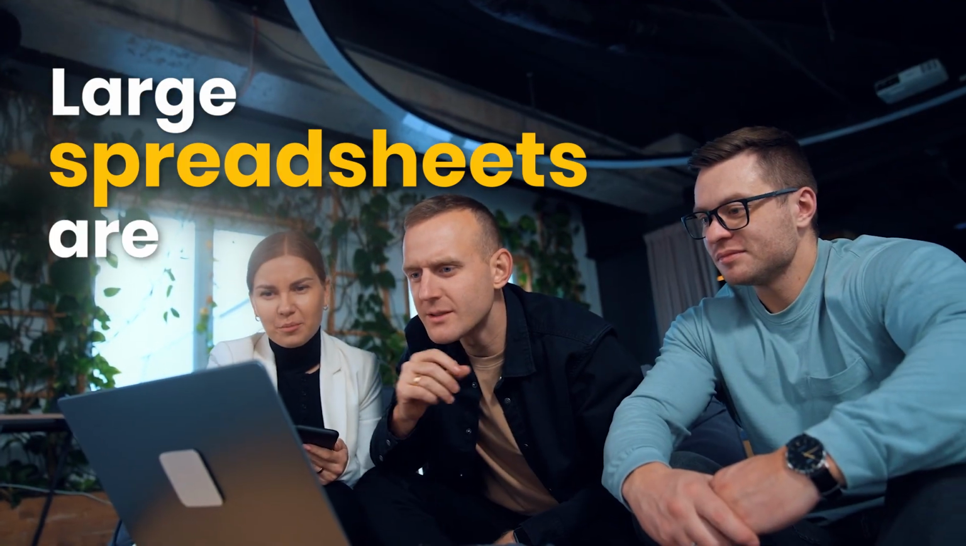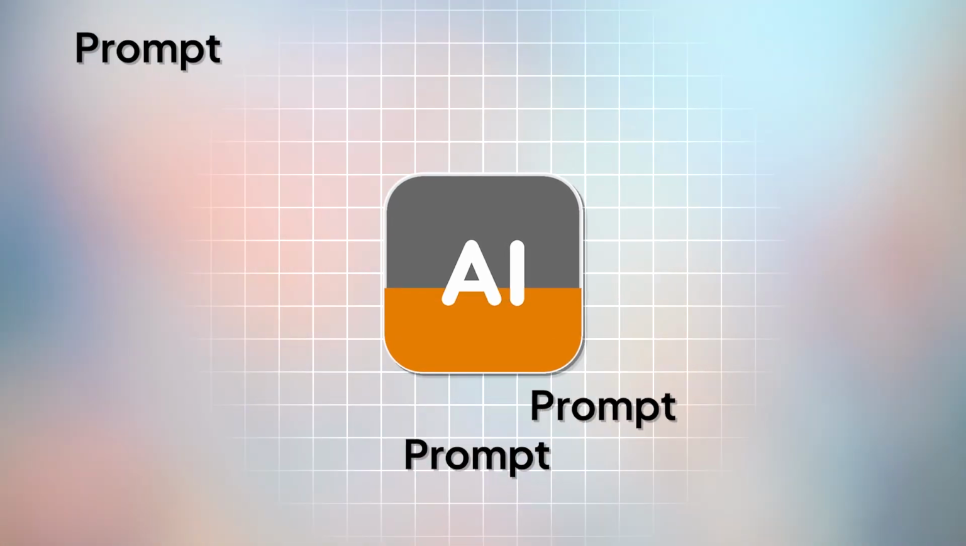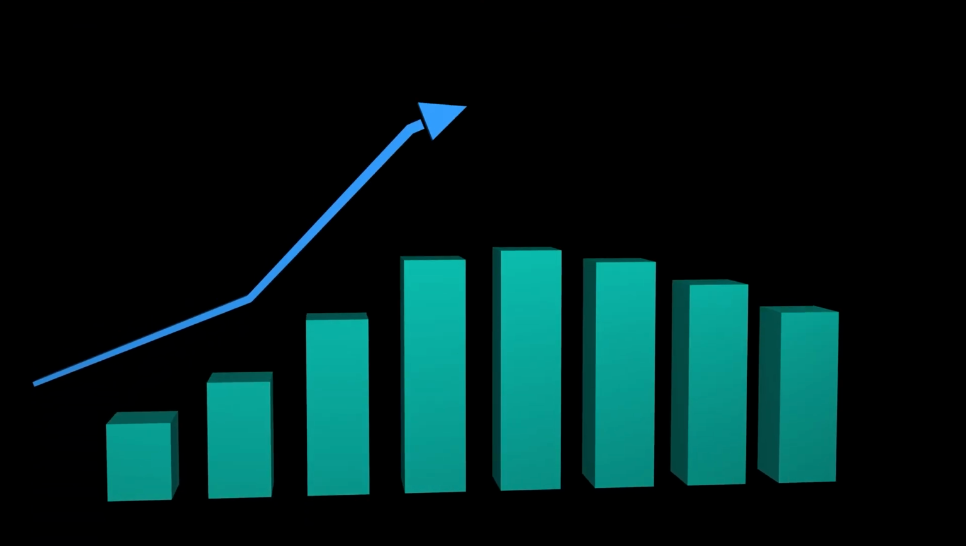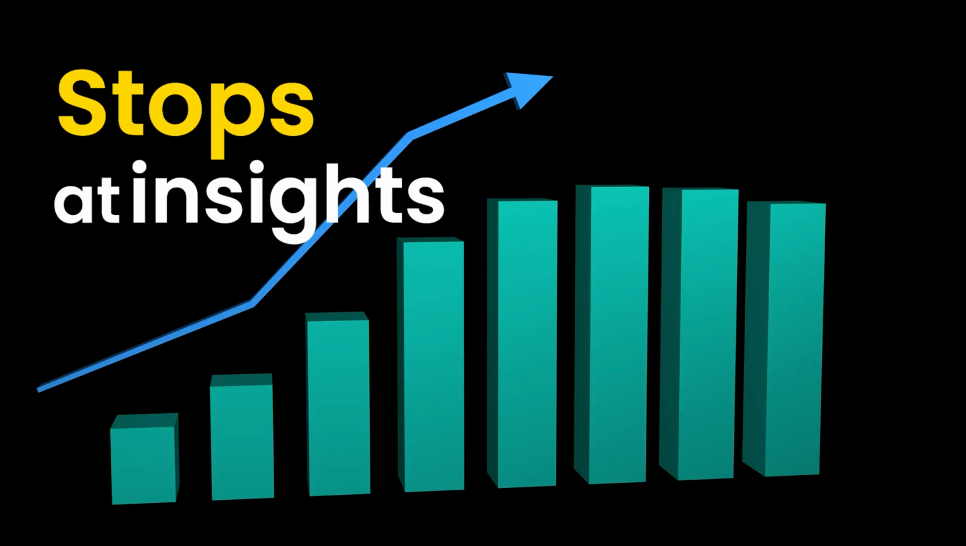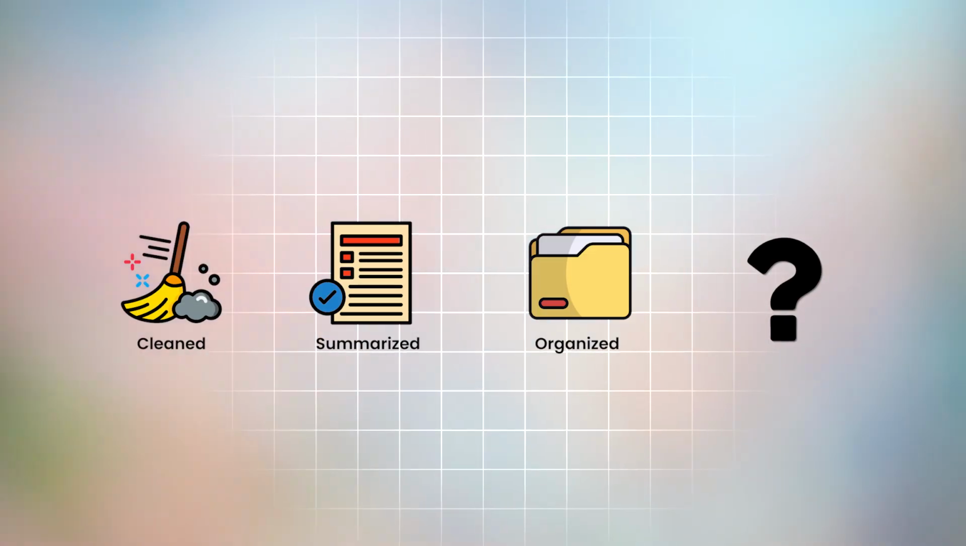Large spreadsheets can be tricky too. You may need to run AI prompts in smaller chunks, and there's a cap on how many prompts you can run. Most importantly, Google Sheets automation stops at insights. It doesn't decide what happens next, and that's where many teams hit a wall. Once your data is cleaned, summarized, and organized, what next? Who owns the next step? Which task needs to be created?